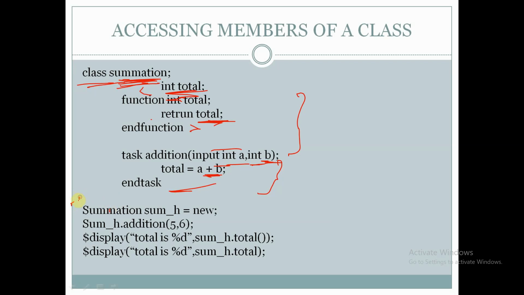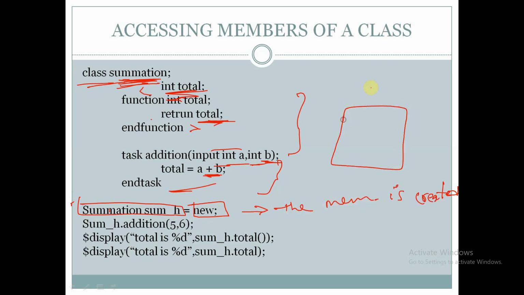Here we are declaring the handle and we are assigning it to new. So the memory is created for this object handle. A memory is created for this sum_h. So this sum_h has a member called total, and two methods like this.